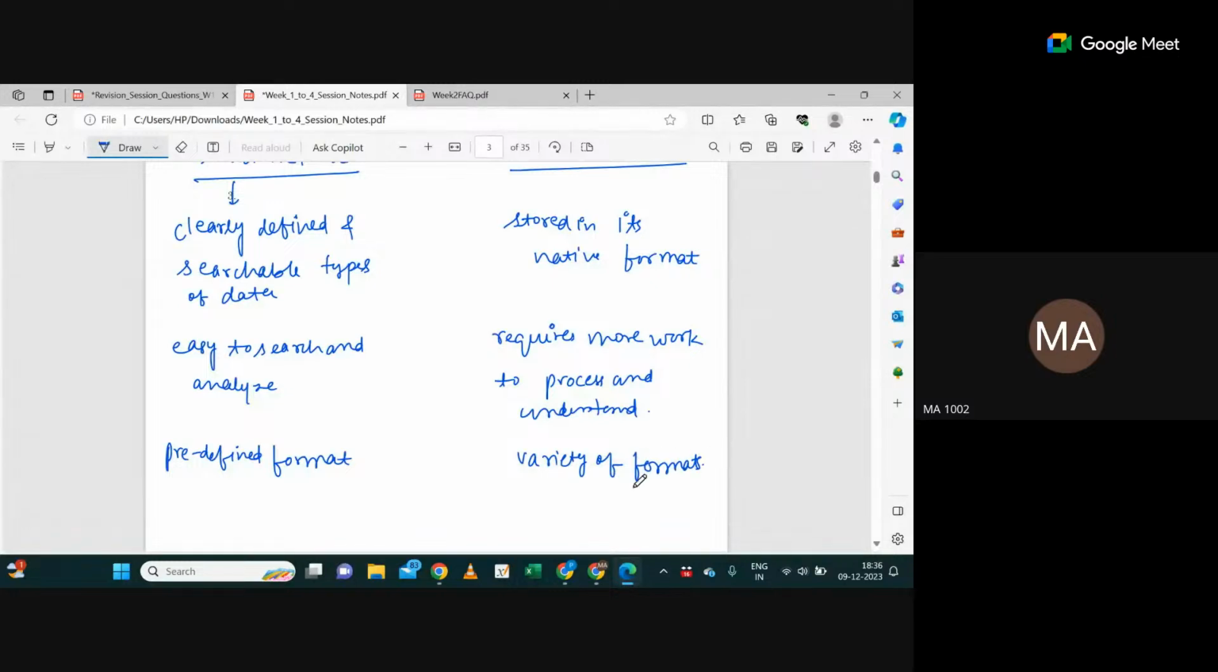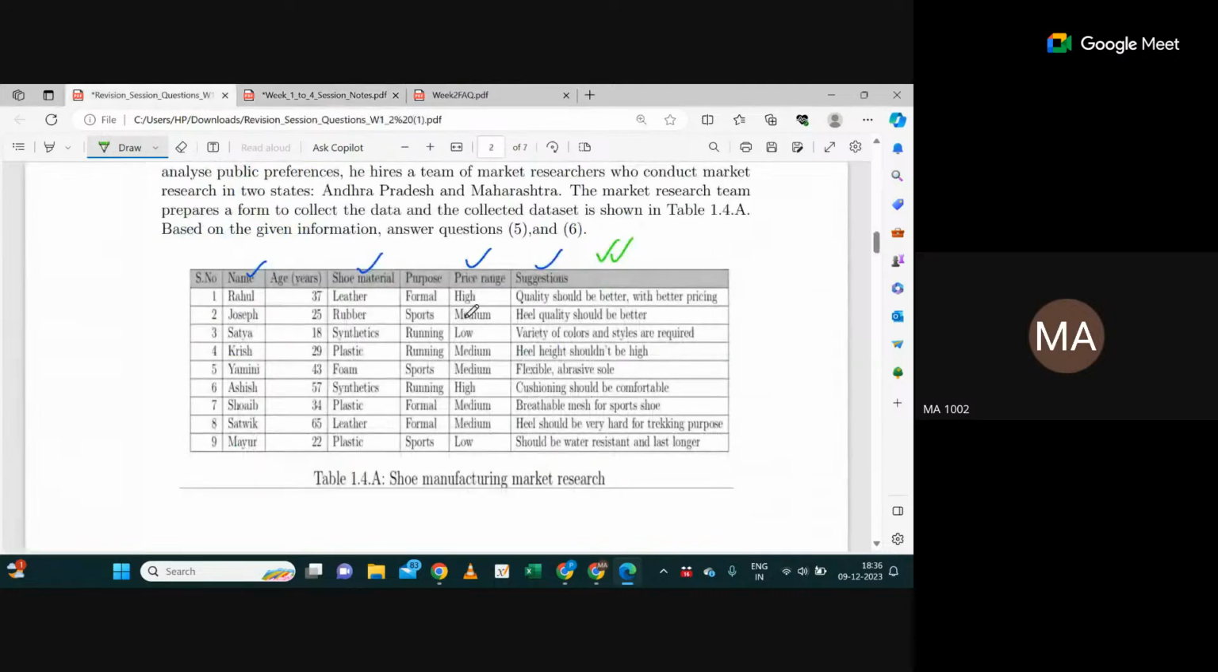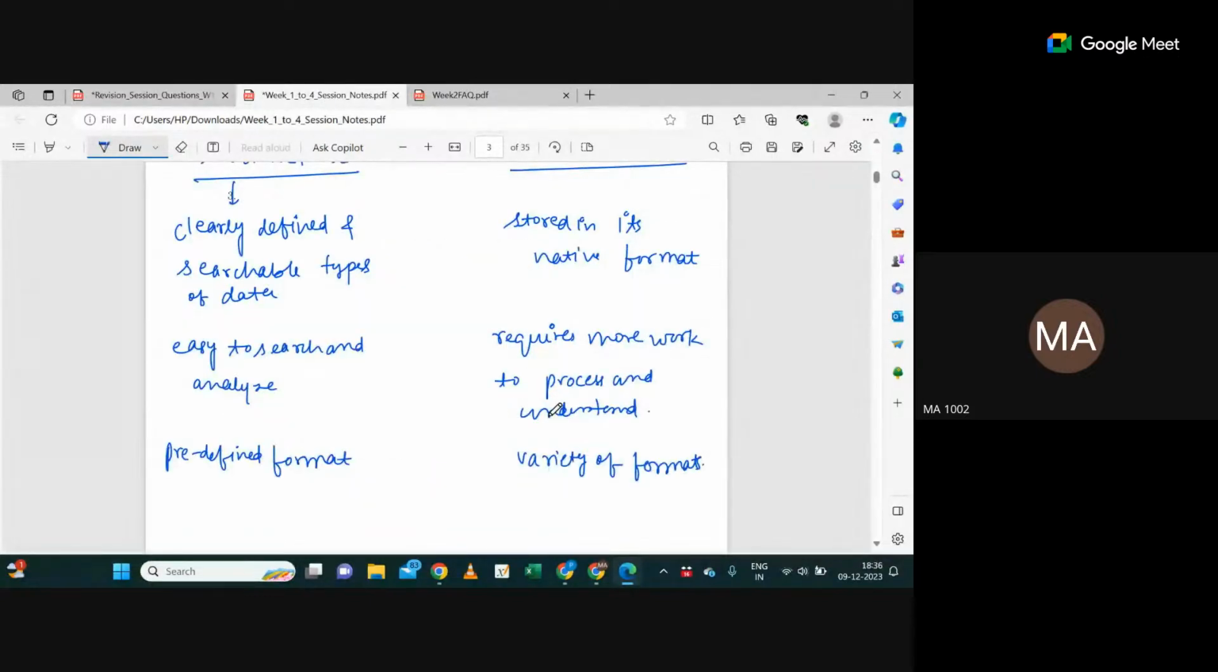If you see in the question, price range is in a standard format, right? There are categories, let's say high, medium, low. Suppose I ask, tell me the name of the person who is preferring medium. You can simply tell me Joseph is preferring medium price range, Chris is preferring, Yamini is preferring, something like that. So structured data is in a predefined manner.